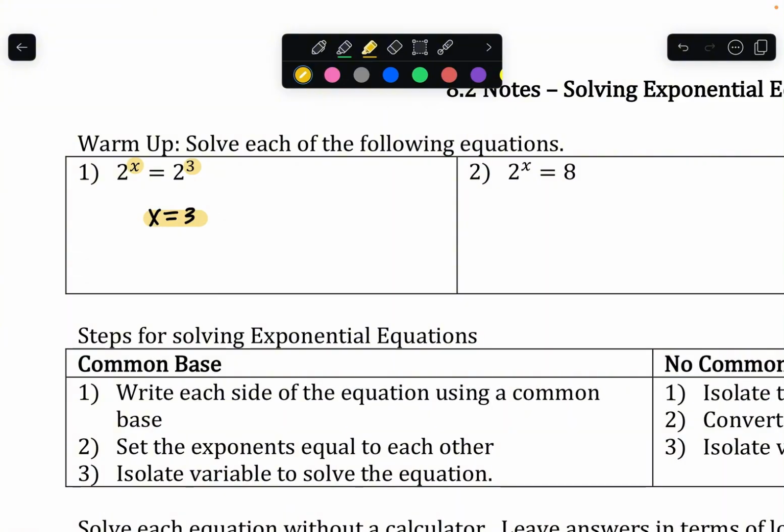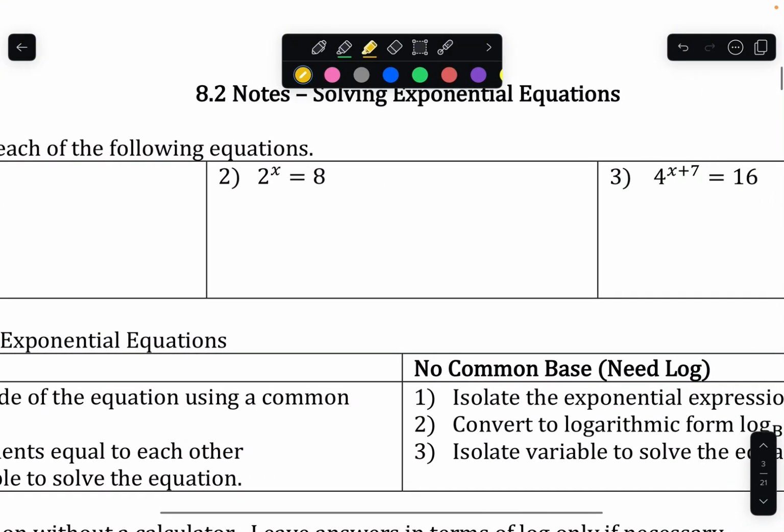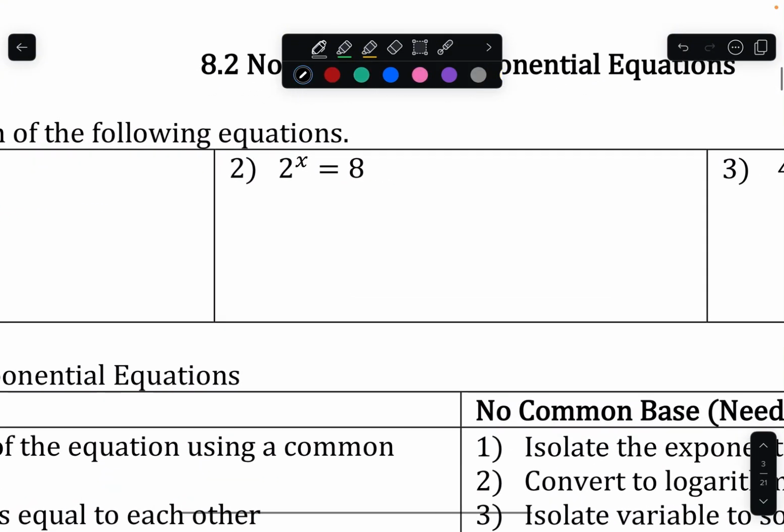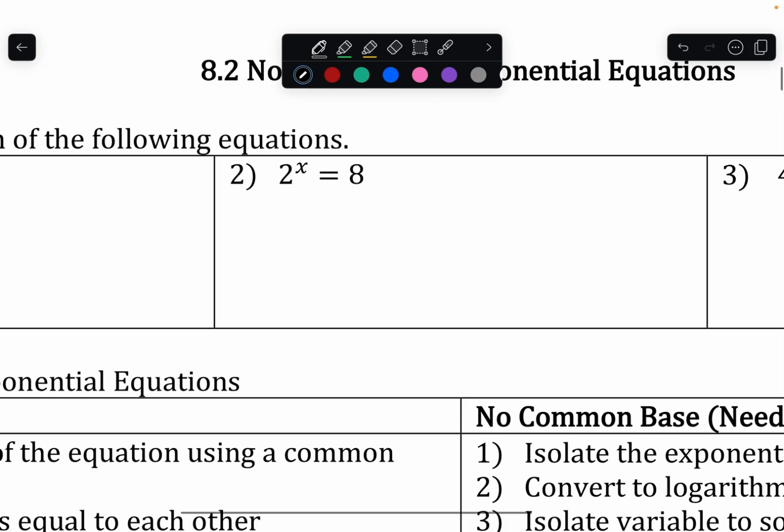So x equals 3. Okay, and so this next one, we have 2 to the x equals 8, but we could rewrite 8 as 2 to the third power. And so really this is the exact same equation that we just solved. X has to be 3.